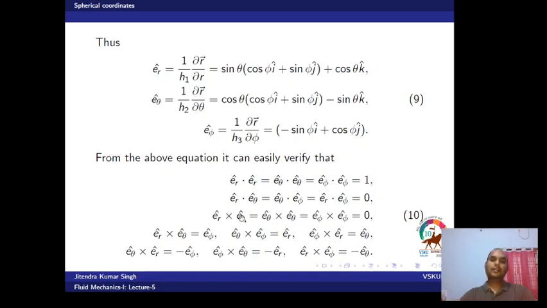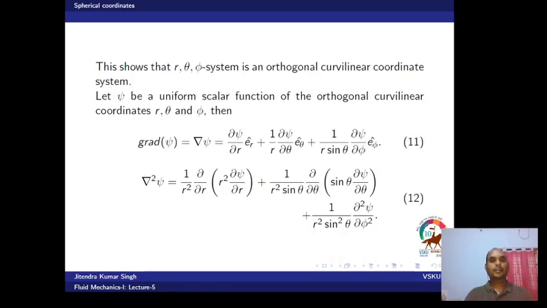So equation 10 is the delta epsilon relation. So the delta epsilon relation is satisfied. Its meaning is that the spherical coordinate system is an orthogonal curvilinear coordinate system. So we have shown here that the spherical coordinate system is an orthogonal curvilinear coordinate system. Okay, so now we are moving forward.